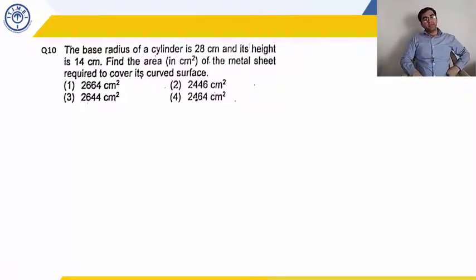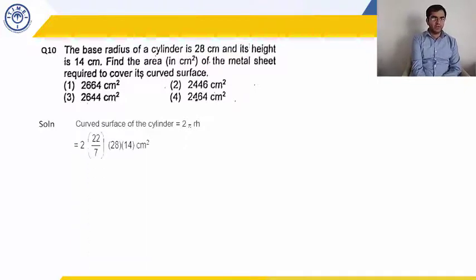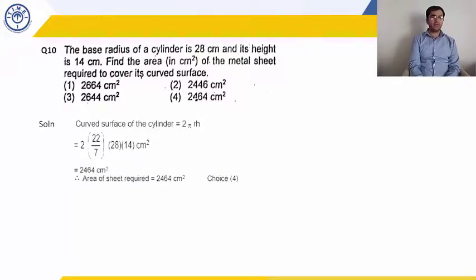Okay, let's solve. You want to cover the curved surface of a cylinder, so you need to find out the curved surface area. Perimeter of base 2 pi r into height, 2 pi r h. So what you need to find out is 2 pi r h, where r is 28 and h is 14. Substitute in the formula. You get 2 into 22 by 7 into 28 into 14. So your answer is 2464. That is option number 4. Option number 4 is your answer.